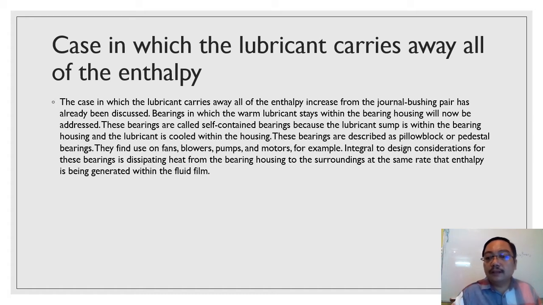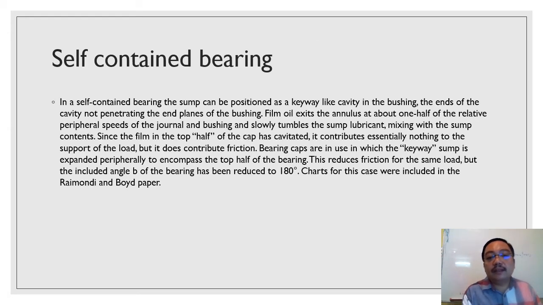For a self-contained bearing, the sump can be positioned as a keyway-like cavity in the bushing, with the ends of the cavity not penetrating the end planes of the bushing. Film oil exits the annulus at about one half of the relative peripheral speeds of the journal and bushing, and slowly tumbles the sump lubricant, mixing with the sump contents. Since the film of the top half of the cap has cavitated, it contributes essentially nothing to the support of the load, but it does contribute friction.